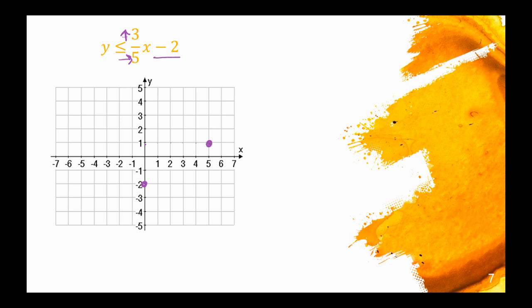I can make a line, but I need to decide if it's solid or dashed first. Well, that's where I go to the inequality, and it has the equals underneath. So I know that this is going to be a solid line. So I'm going to draw a solid line. Okay. Now I'm going to check the point to see which side I'm going to shade.